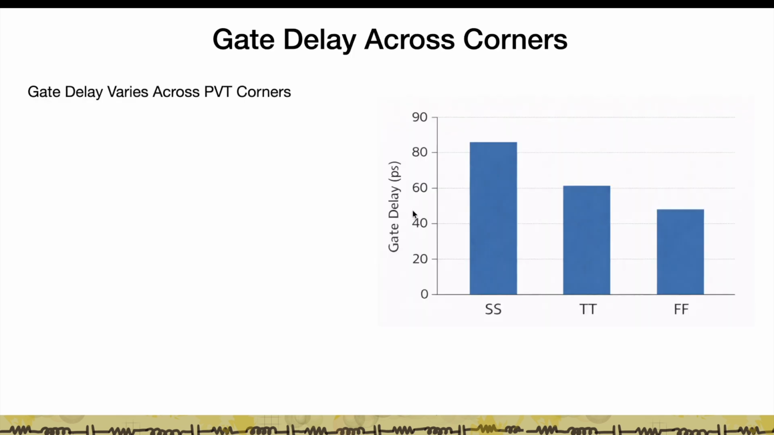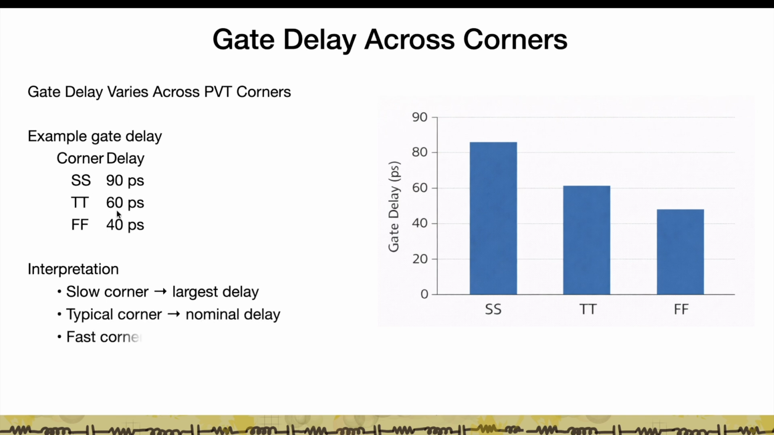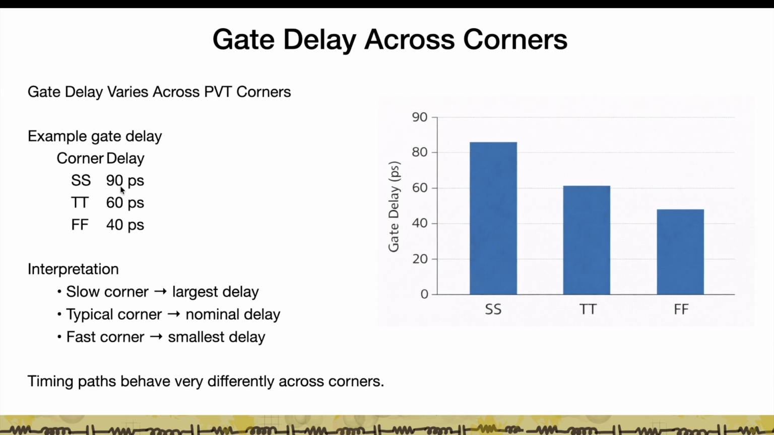Let's put numbers on the corner to corner variation for a single gate. At the SS corner, 90 picoseconds. At the TT corner, 60, and at FF, 40 picoseconds. That's a 2.25x range between the slowest and the fastest operating condition for the exact same gate in the exact same circuit, just under different PVT conditions.